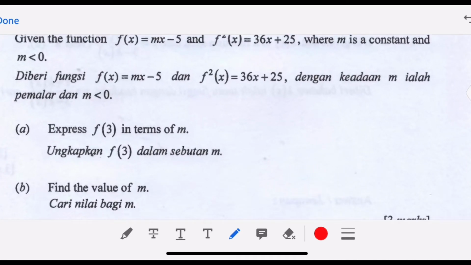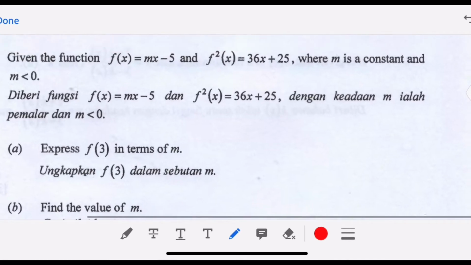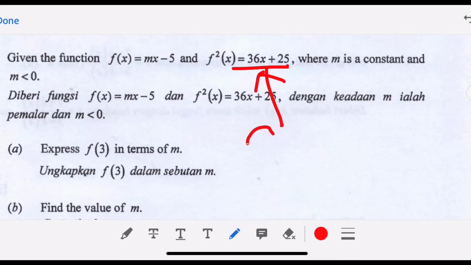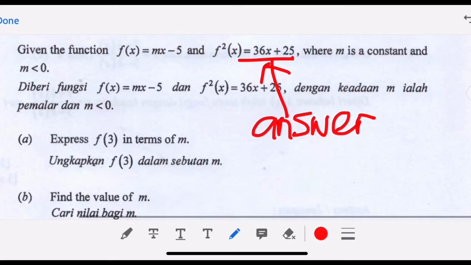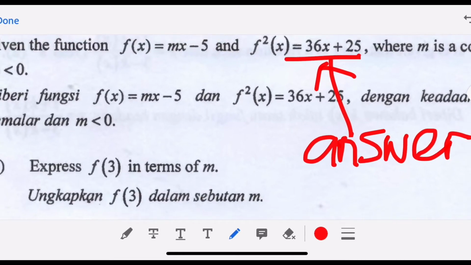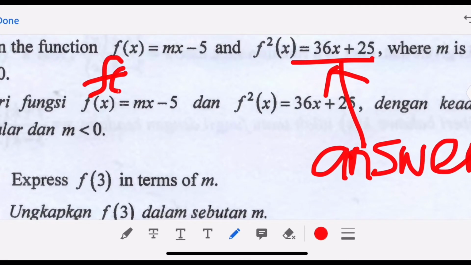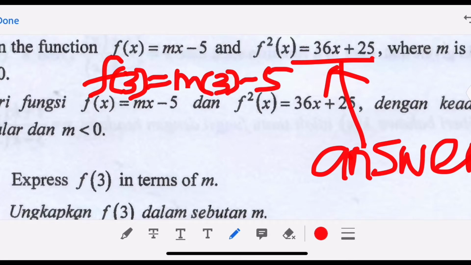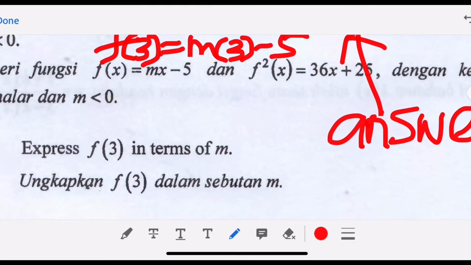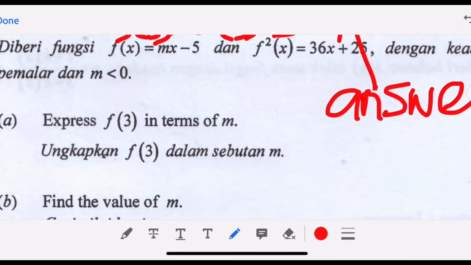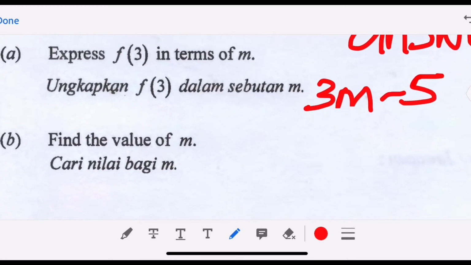Okay, the next question is about the composite function. So we are given f2x equal to 36x plus 25. This is the answer. So you are not supposed to start with the answer. You have to start from the f(x), and from the f(x) you find the f2(x). Okay, so f(3) is n times 3 minus 5. So you have the answer 3n minus 5. I'm sure everyone knows how to do this one. Alright, so part A is quite simple.